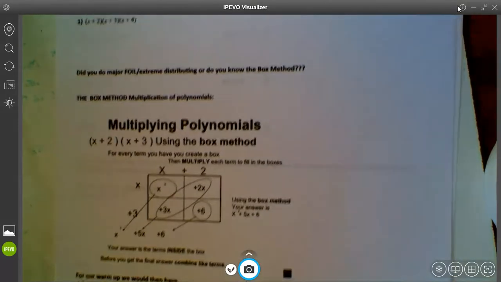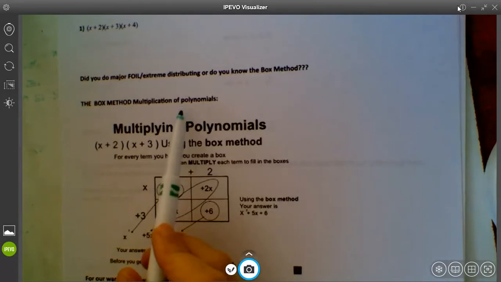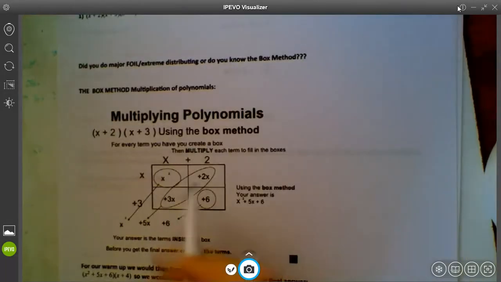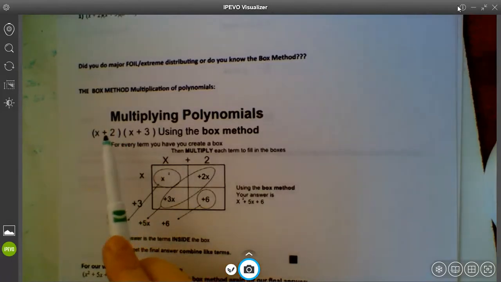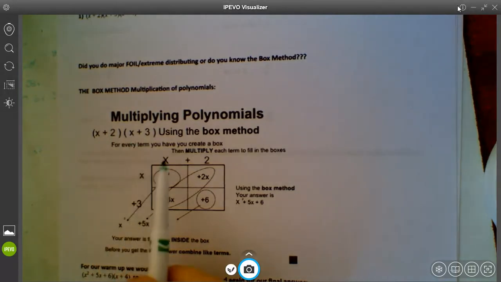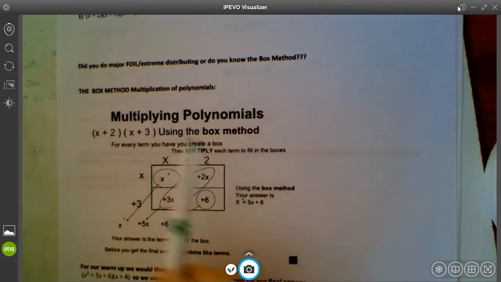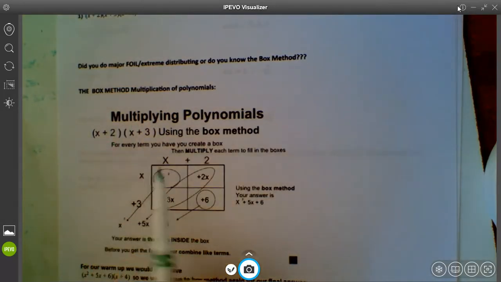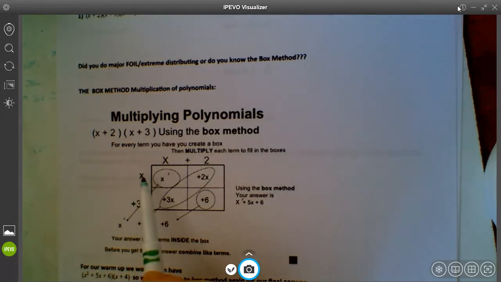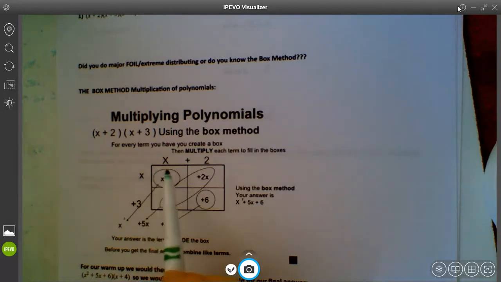The box method is a method of multiplication for polynomials. So instead of FOILing this like we've been doing, we can do something called the box method, in which we say, all right, we have a binomial times a binomial. So that's 2 terms times 2 terms. I'm going to make a 2 by 2 box. Then I'm going to take the first one and put the first term above the first box, the second term above the second box. And then I'm going to take the next one and put them in their own separate term areas as well. And then you're going to multiply each term to fill in the boxes.